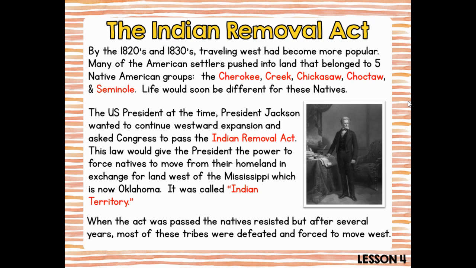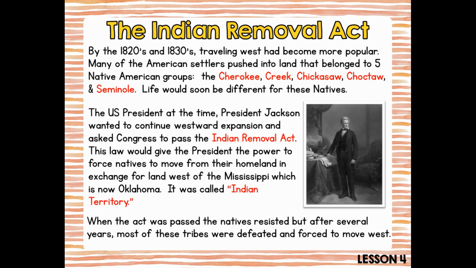The U.S. president at the time, President Jackson, wanted to continue westward expansion and asked Congress to pass the Indian Removal Act. This law would give the president the power to force natives to move from their homeland in exchange for land west of the Mississippi, which is now Oklahoma. It was called Indian Territory. When the act was passed, the natives resisted, but after several years, many of these tribes were defeated and forced to move west.